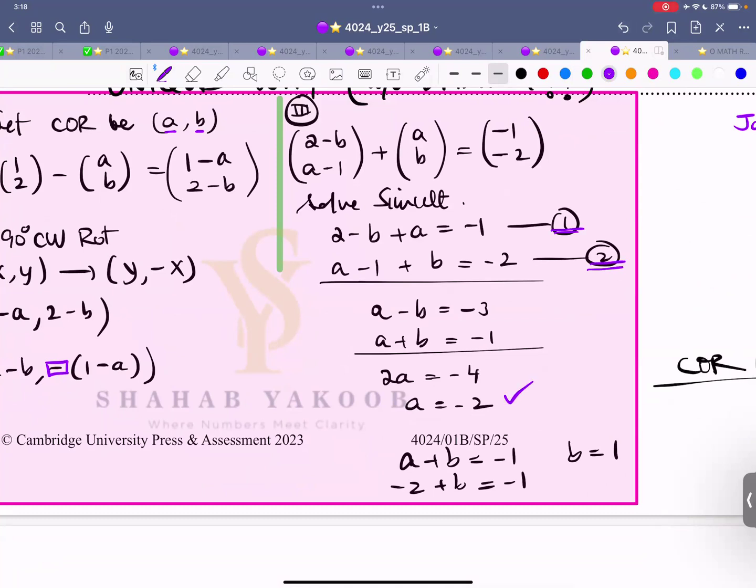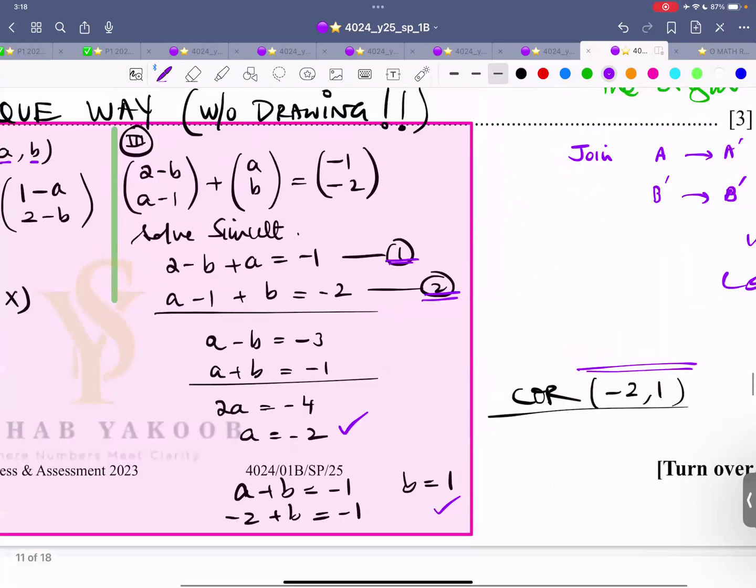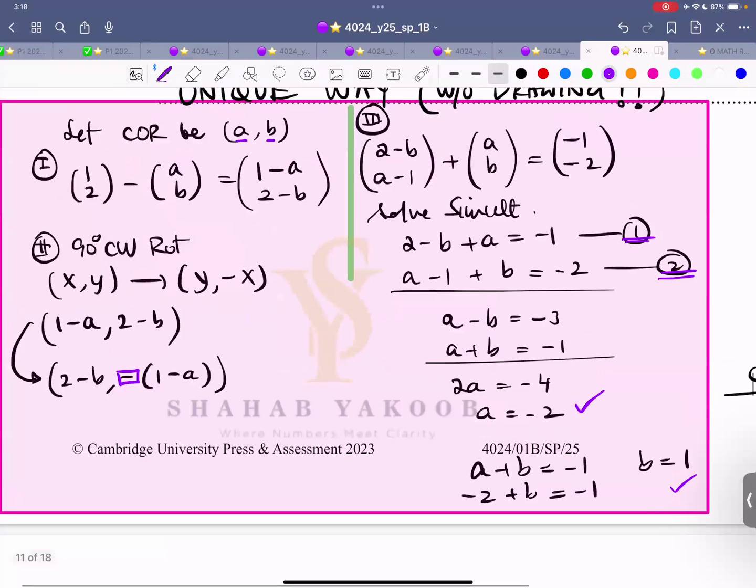You get A is -2, B is 1. So this is -2, 1. That is the answer. And yes, it's worth 3 marks. So yes, there is some extra strong working needed.